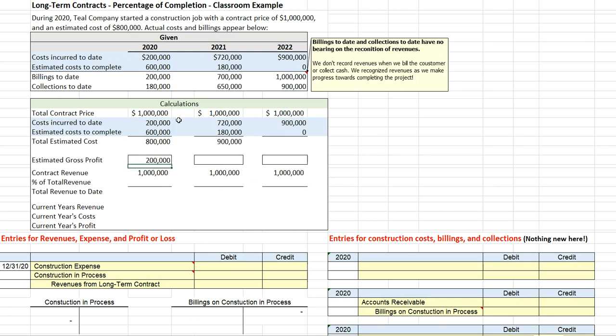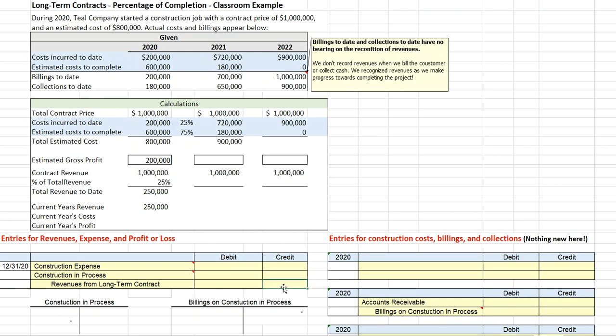Now we've incurred $200,000 out of the $800,000, or 25% of our cost. We still have another 75% of the cost to do. But because we've incurred 25% of our cost, we get to report 25% of our revenues. So our revenues to date will be $250,000, which is 25% of the $1 million. Our current year's revenues then will be the $250,000.